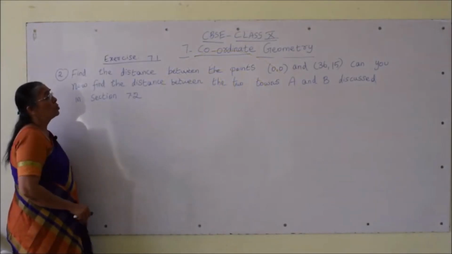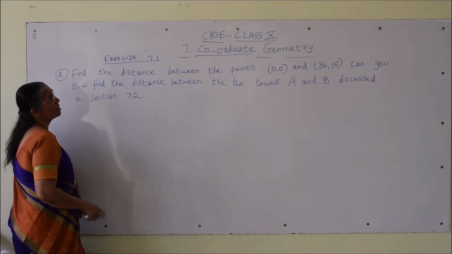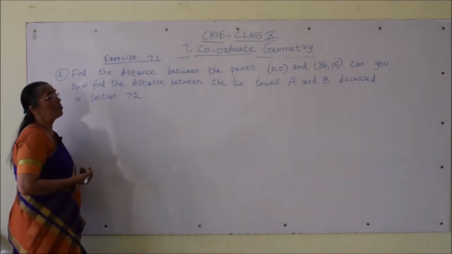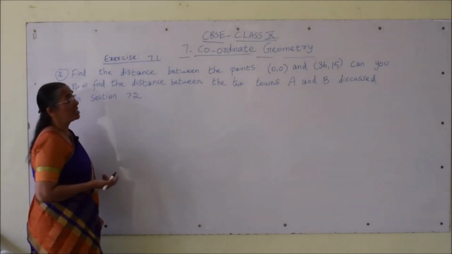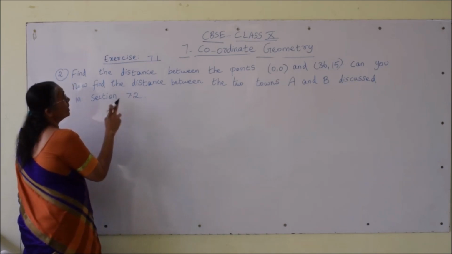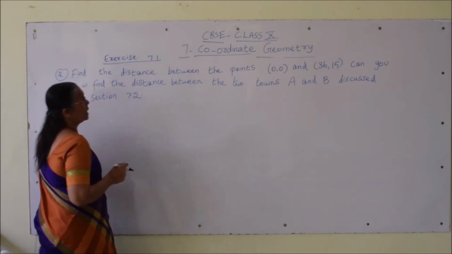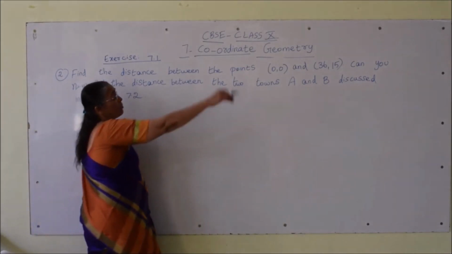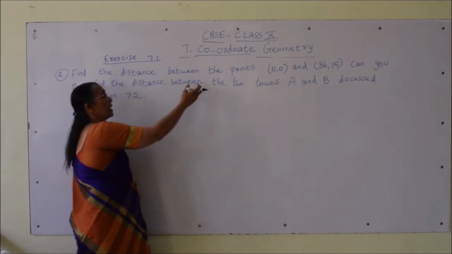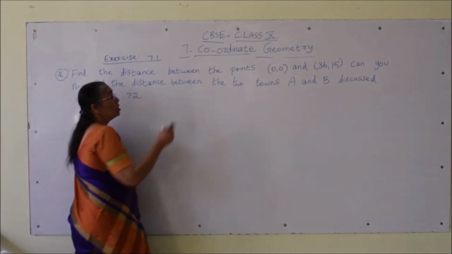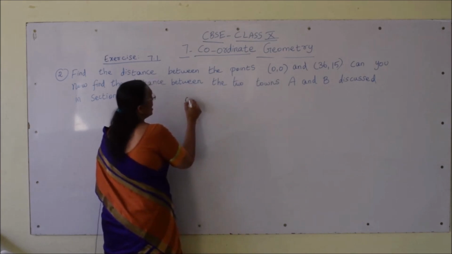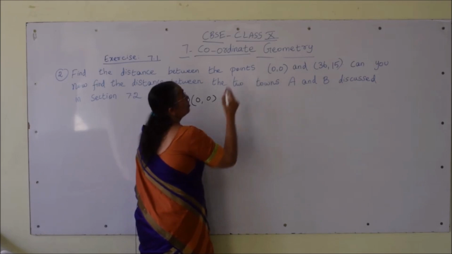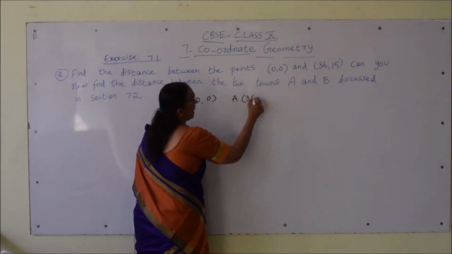Question number 2. Find the distance between the points (0, 0), that is the origin, and (36, 15). Another part is there in this question. Can you now find the distance between the 2 towns A and B discussed in section 7.2? First let us find the distance between these 2 points, then we look at this second part. So, consider (0, 0) as O and consider the point (36, 15) as A.